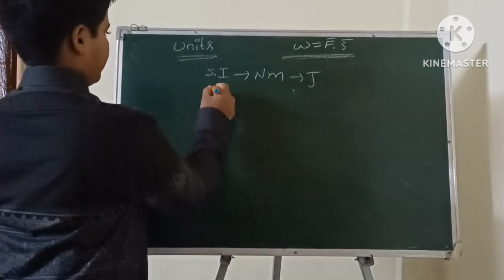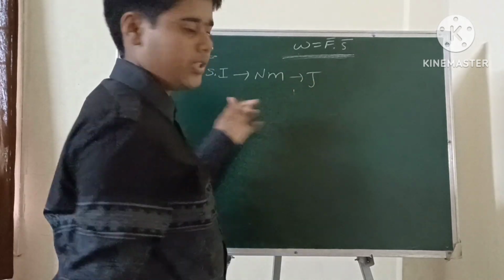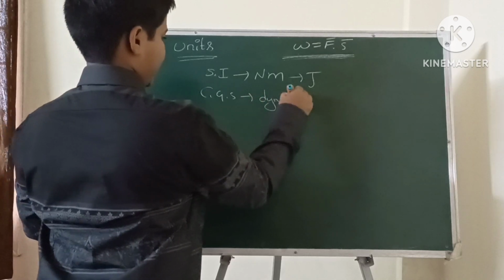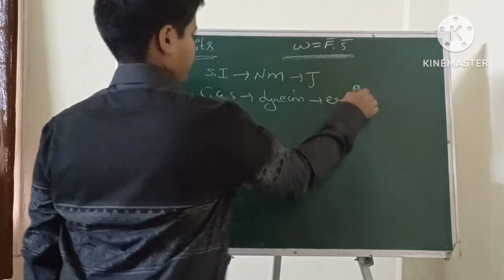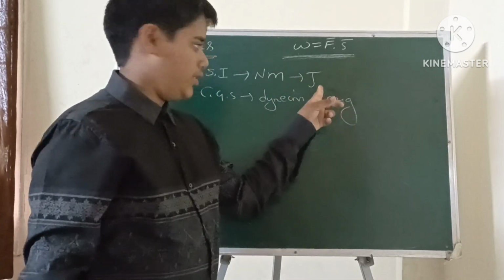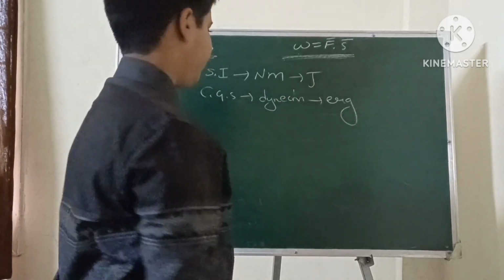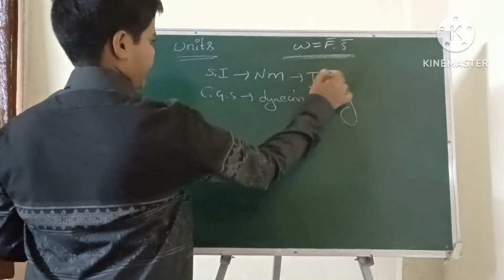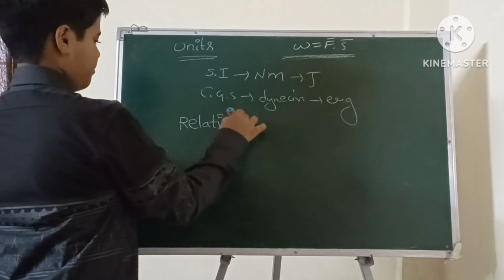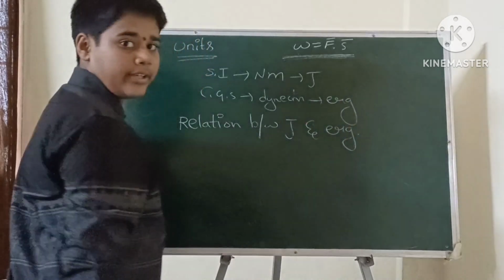So this is the derivation of joule and erg. In SI, the unit is Newton meter or joule; these two we have to use. In CGS, dyne centimeter or erg. Okay. Now the relation between joule and erg.